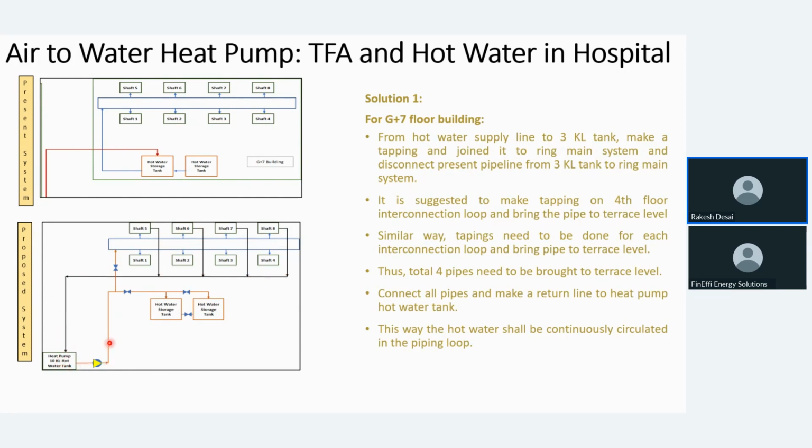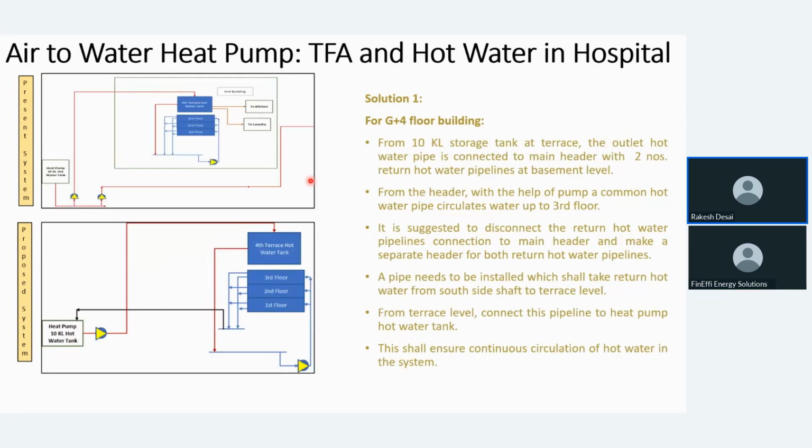So this way, we utilized a ring main type of system which eliminated the temperature dropping problem. So water will be continuously in circulation, and temperature at any point of time, at any hour of the day, will remain constant. So this way, the first problem of not getting the proper temperature during bathing was mitigated.